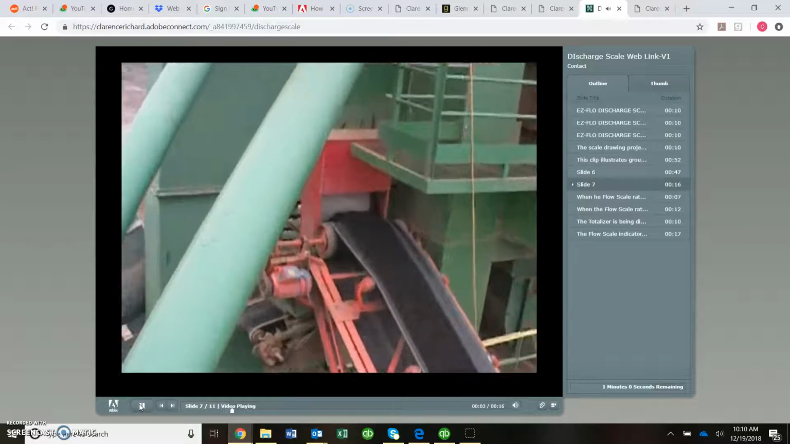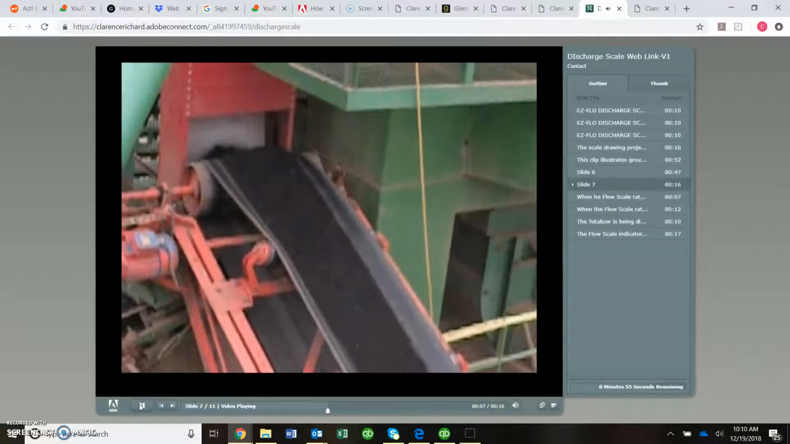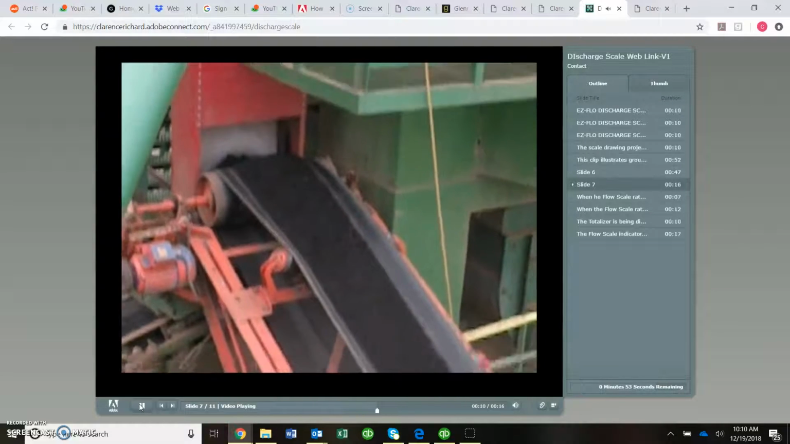The flow scale weighs the material as it flows off the end of the conveyor, and the batch control shuts off the conveyor once the desired weight is reached.